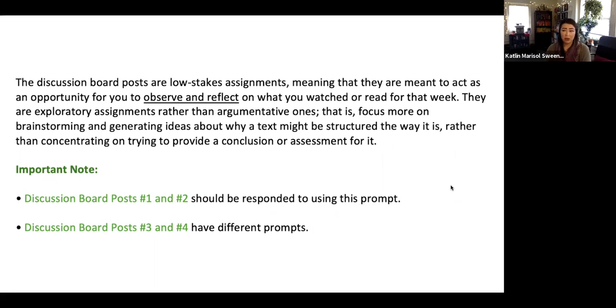I'm not expecting you to have done additional research or to have a very fleshed out discussion of the thing. I'm just looking for you to point at something that is cool in the text and talk me through why it seems to be there, what it could be doing, and how it perhaps corresponds with or allows us to answer one of the prompts, or allows you to talk about something tangential to those, okay? And again, discussion board posts number 1 and 2 should be responded to using this prompt, and discussion board posts number 3 and number 4 will have different prompts that I provide.